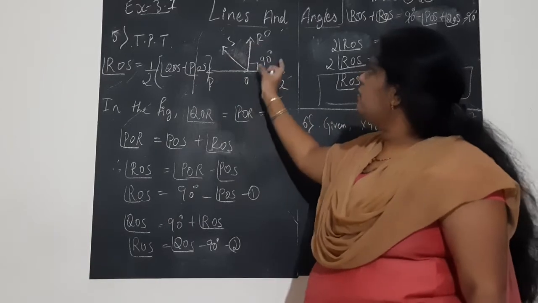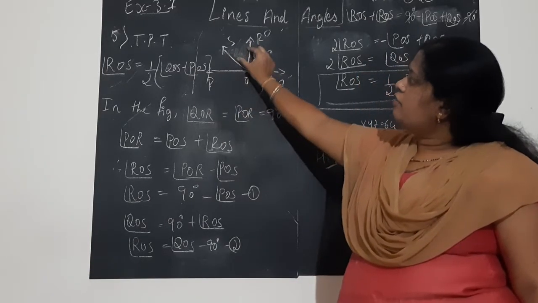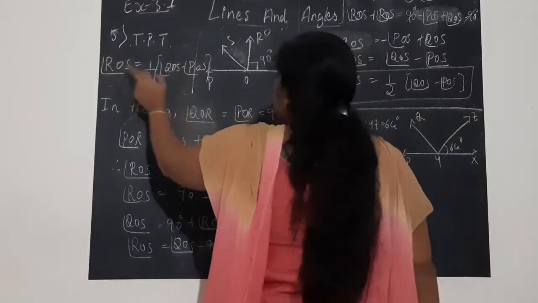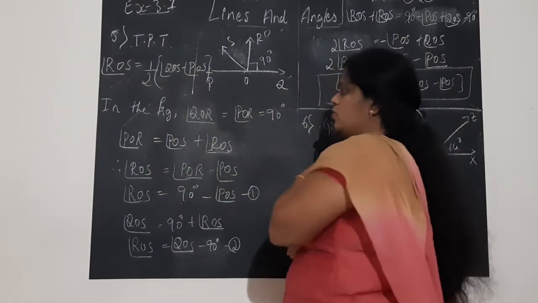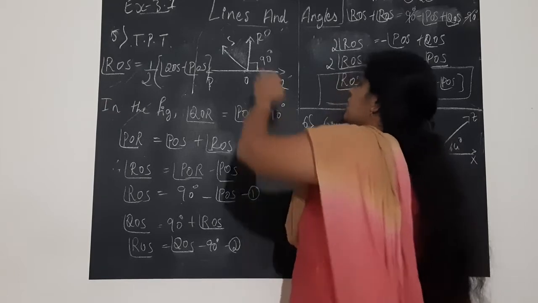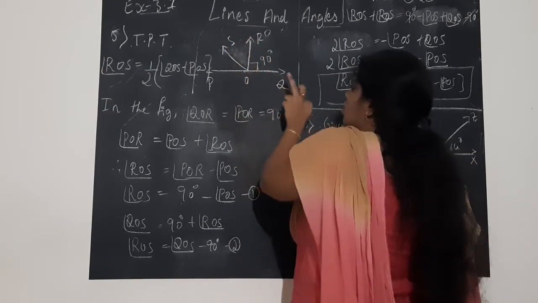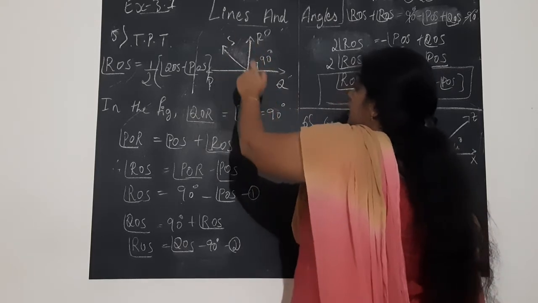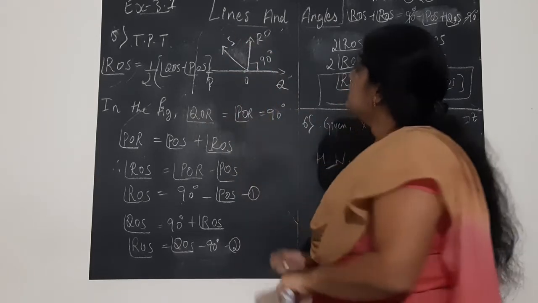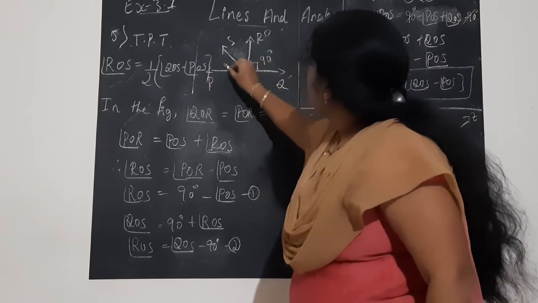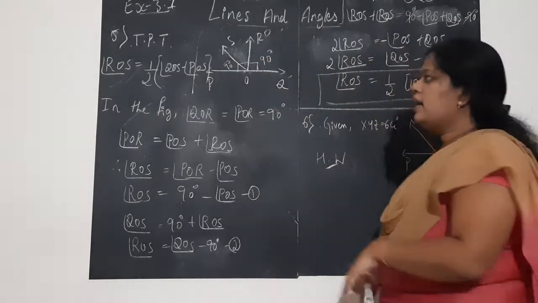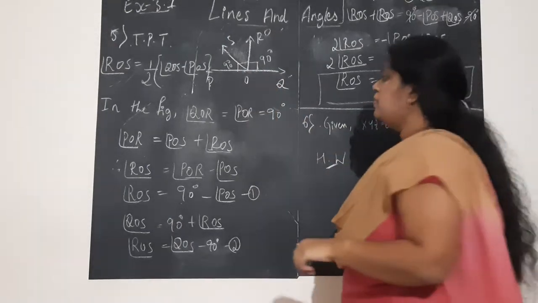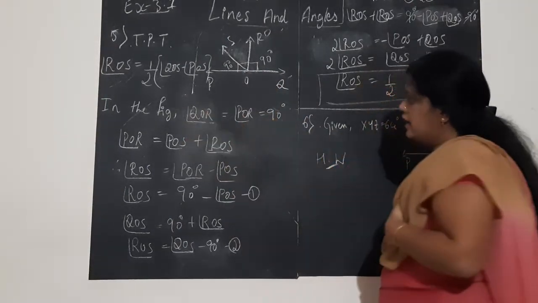This whole angle POS, and half of the part is angle ROS, that we need to prove. So to prove that ROS is half of QOS minus POS, we have written in the figure: angle QOR is equal to angle POR. Both these angles are 90 degree. Why? They have given us RO is the perpendicular drawn to the line PQ. So both the angles are 90 degree.